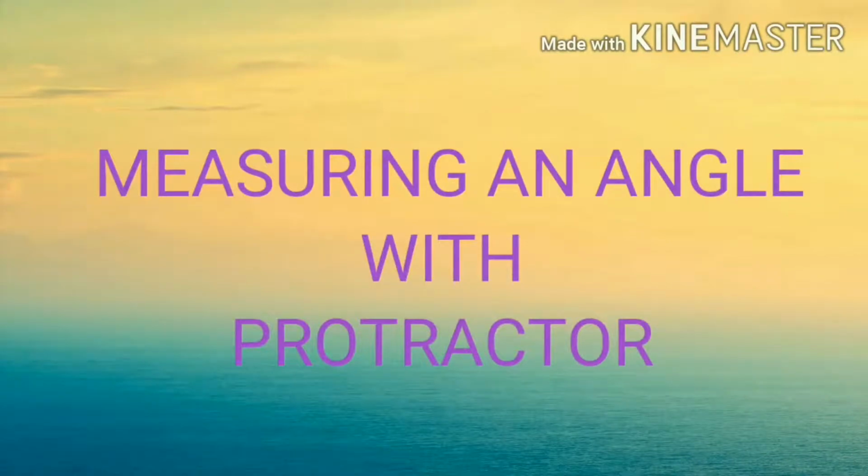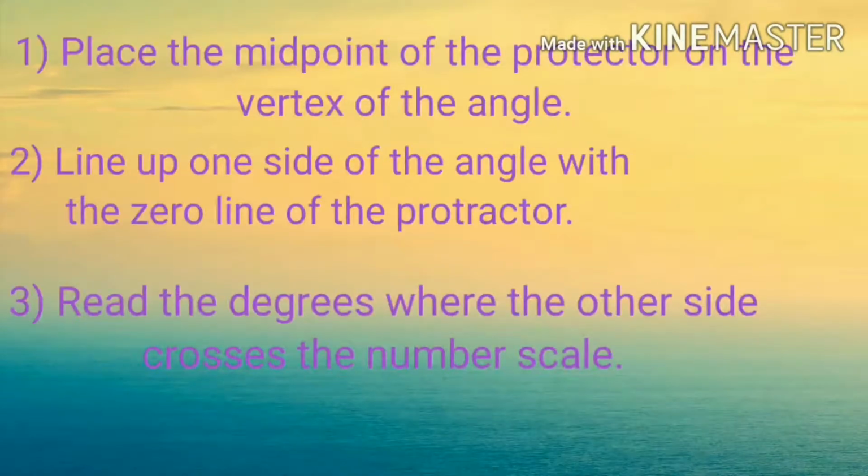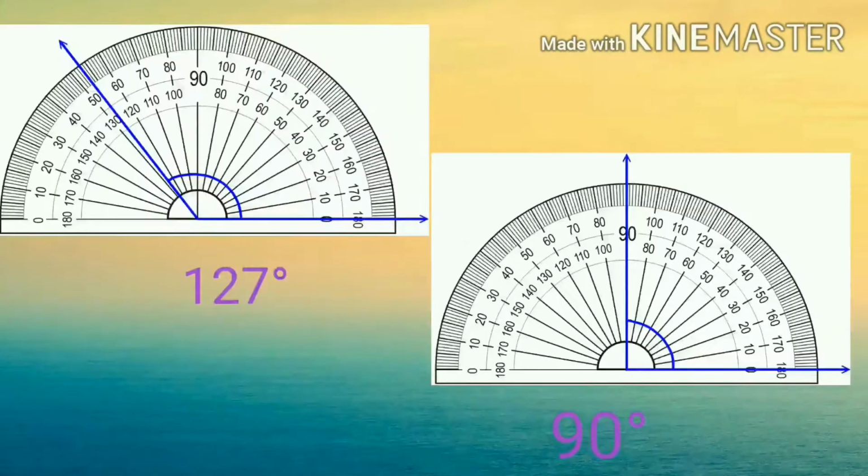To measure an angle with the help of a protractor, place the midpoint of the protractor on the vertex of the angle. Line up one side of the angle with the zero line of the protractor. Read the degrees where the other side crosses the number scale. The measure of an angle depends upon the gap between its arms. The unit for measuring angles is the degree.